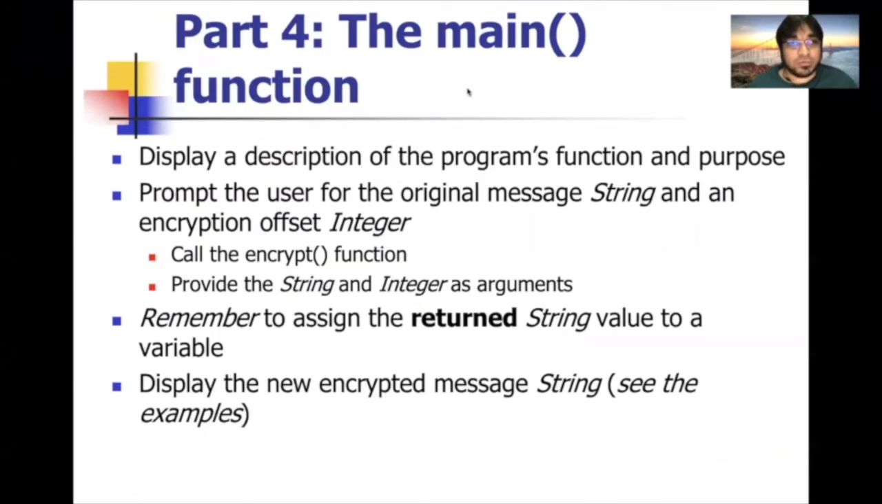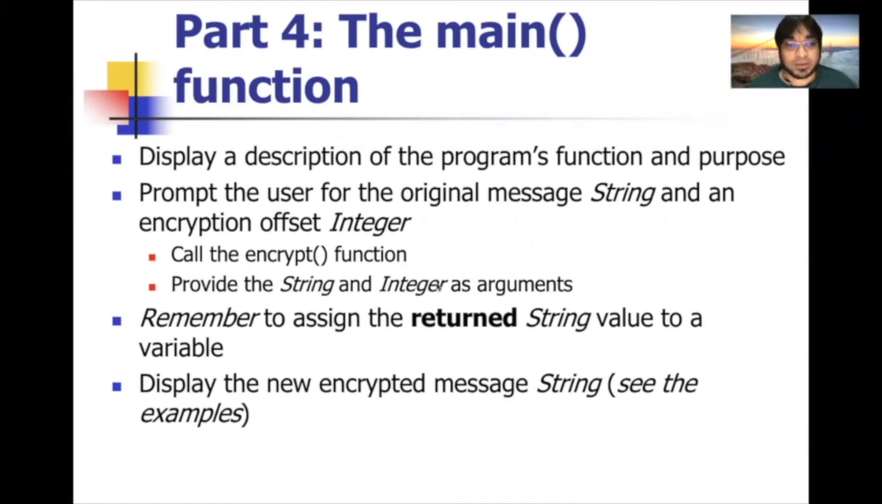Now let's move to part 4, which is the main function. In the main function, we are going to display the description of the program's function and purpose, which is always a good idea. Prompt the user for the original message string. Then we will call the encrypt function, providing the string the user inputted, the one we want to make secret, and the integer, meaning the key or the offset.